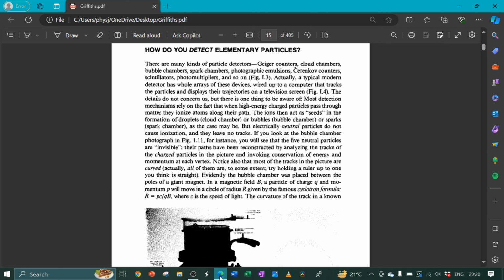How do you detect elementary particles? There are many kinds of particle detectors: Geiger counters, cloud chambers, bubble chambers, spark chambers, photographic emulsions, Cherenkov counters, scintillators, photomultipliers, and so on. Figure 1.3.